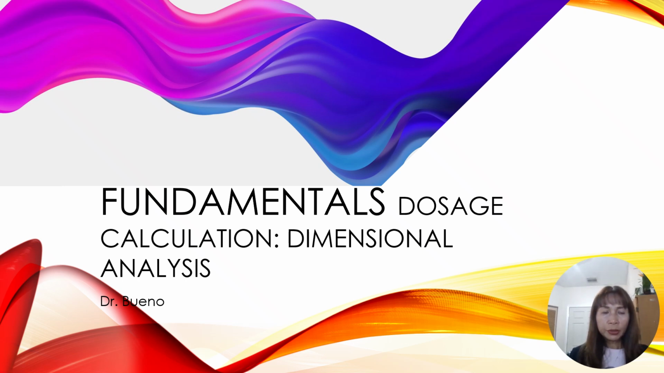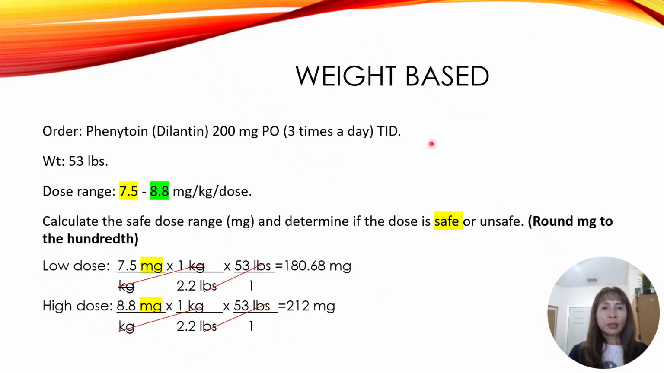Today I am going to walk you through dimensional analysis in calculating dosages. This problem is asking us if what a doctor ordered is safe to administer. The doctor ordered phenytoin or Dilantin 200 milligrams PO 3 times a day or TID.